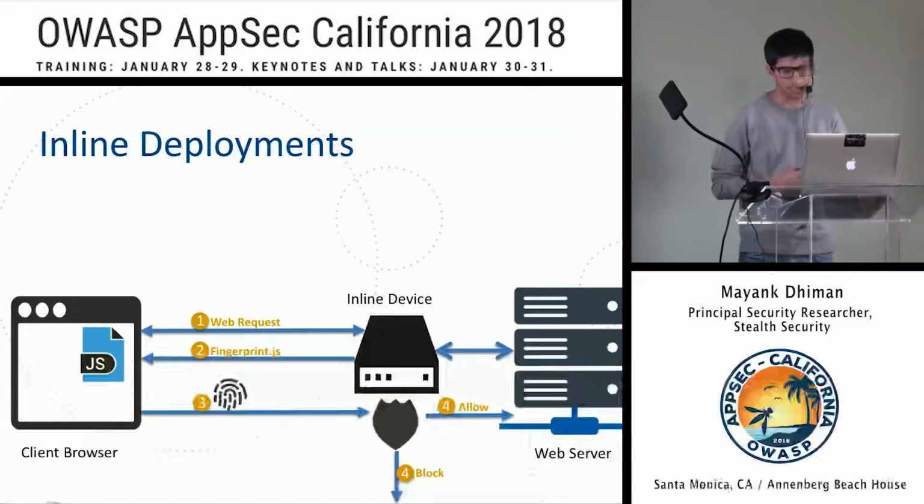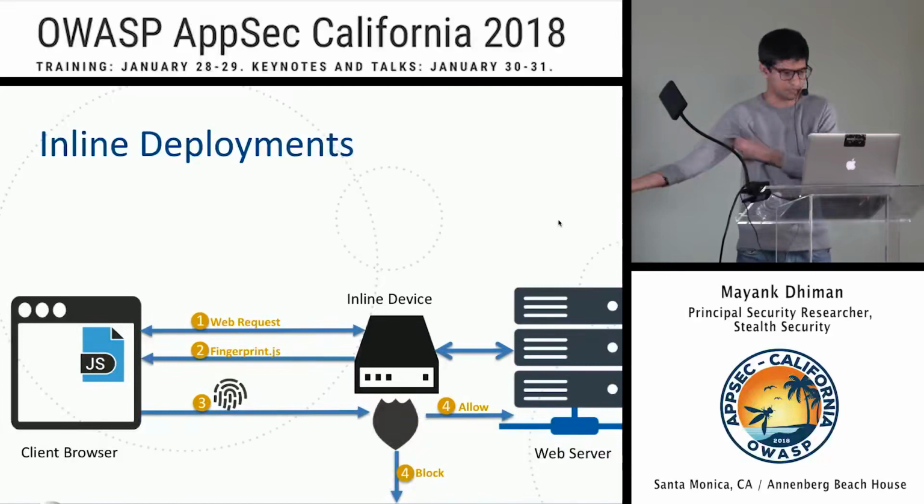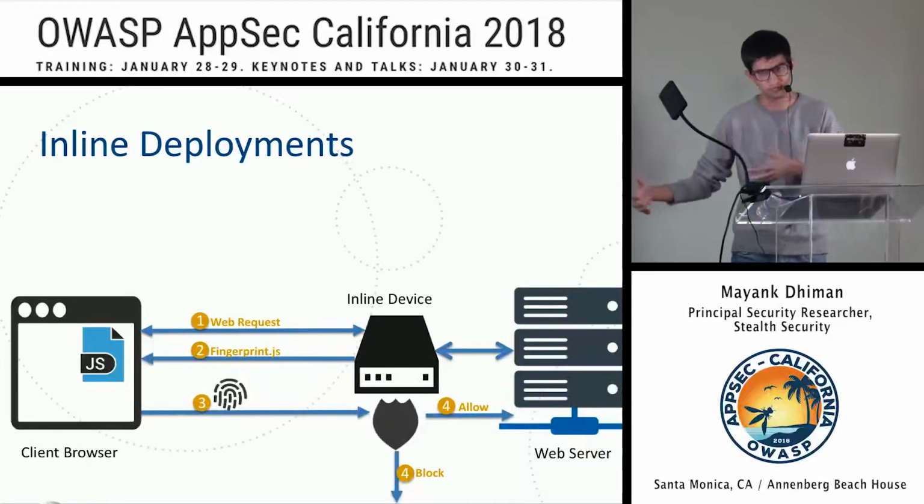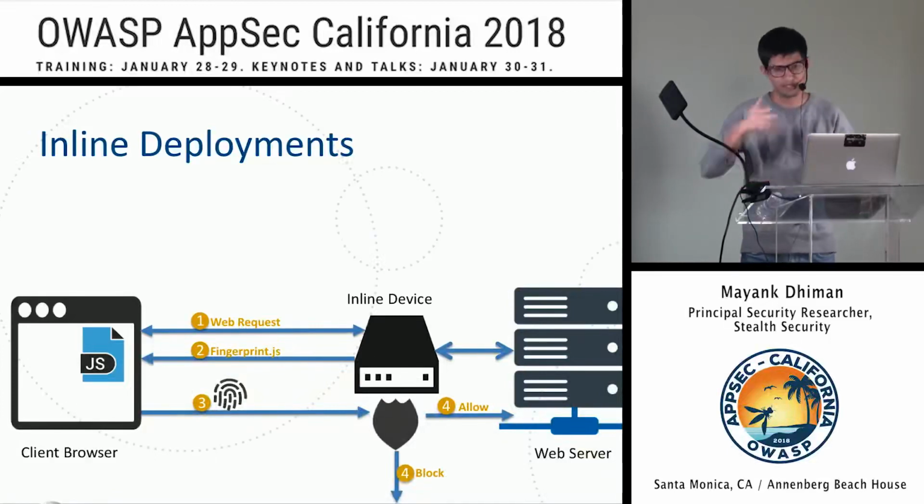There is another variant of these deployments, an inline deployment model, where you have the client browser on one side, again you have the web server, but instead of the cloud, there is some sort of an inline device which sits between the client browser and the web server, right? It could be just in front of the web server, or at the CDN level, so there are multiple variants, but this is the overall idea.